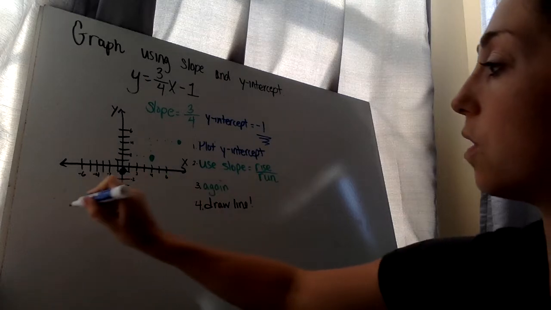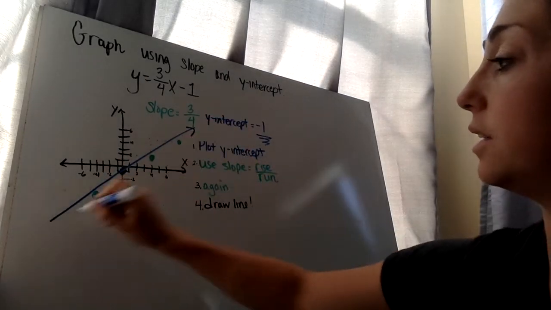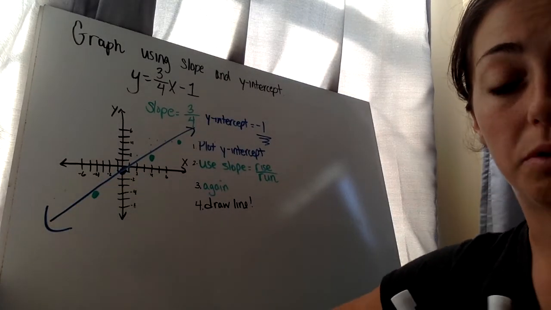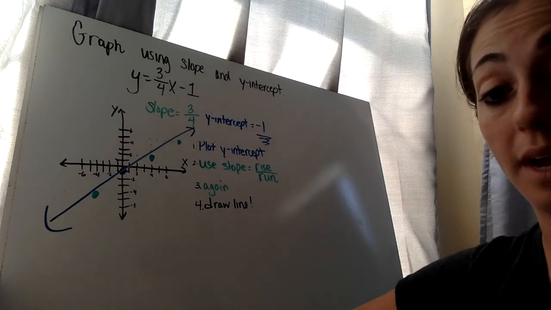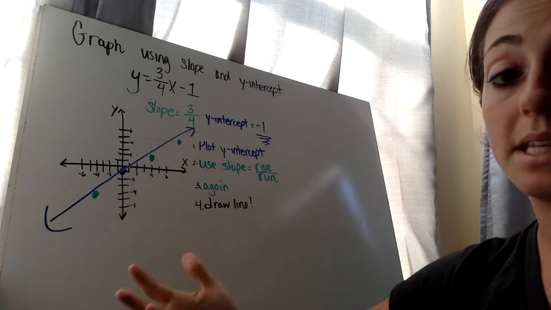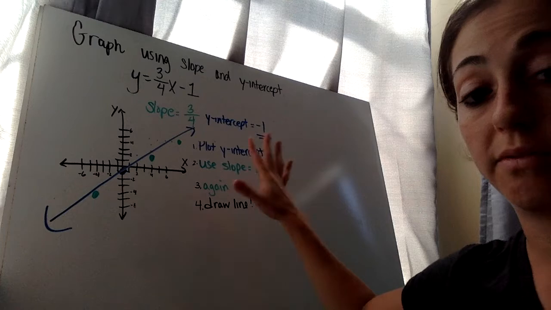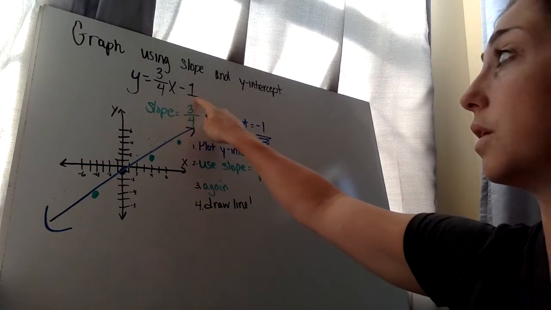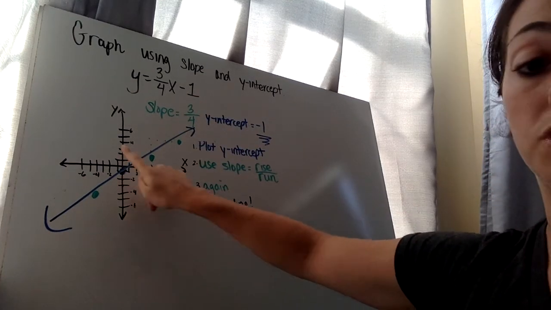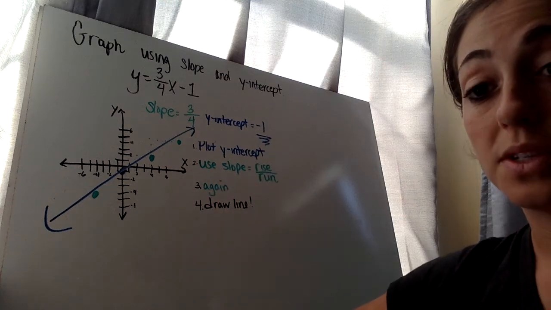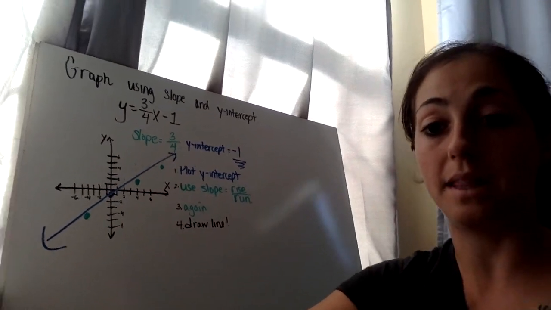Now I'm going to draw my line. Do a better job than that, please. Go through all 4 points. Use a ruler. I don't have one here. And that's how we graph using slope and y-intercept. This is my favorite way because literally you look at what your y-intercept is, plot it. Use your slope, draw your line. So this is the best way if it's set up in that fashion.